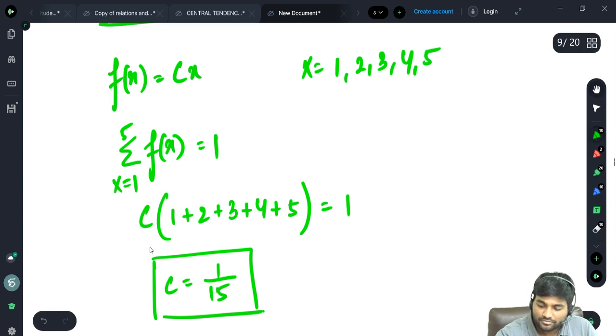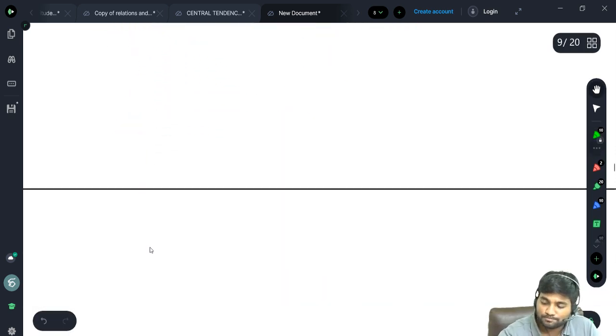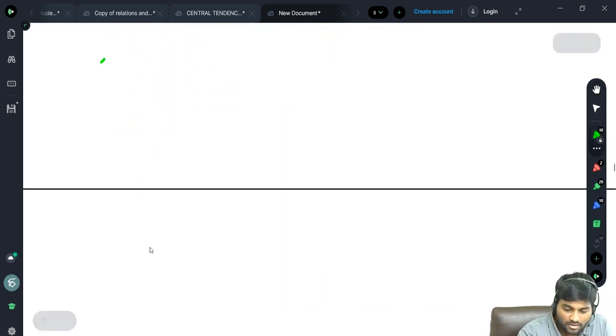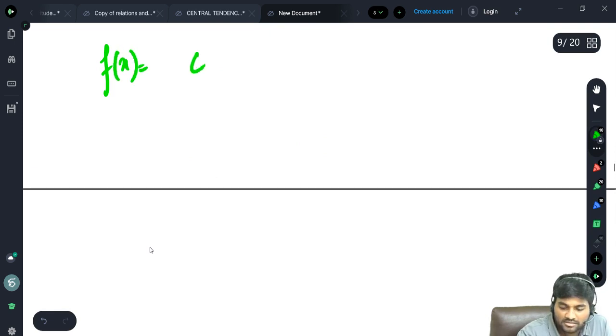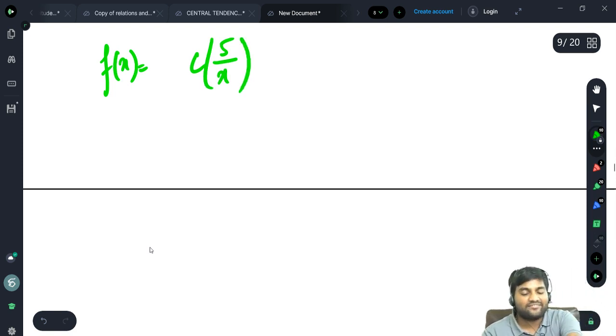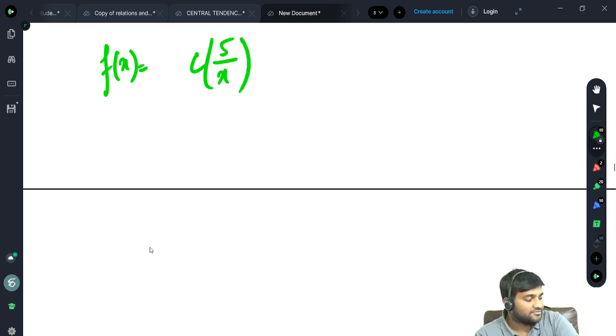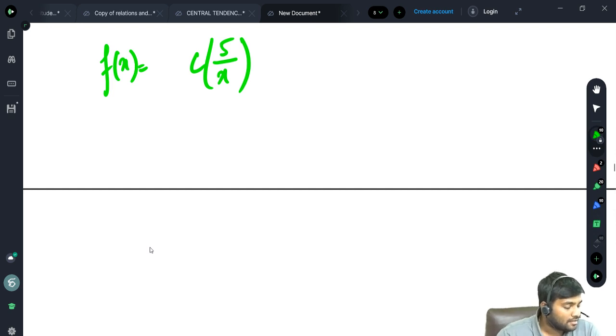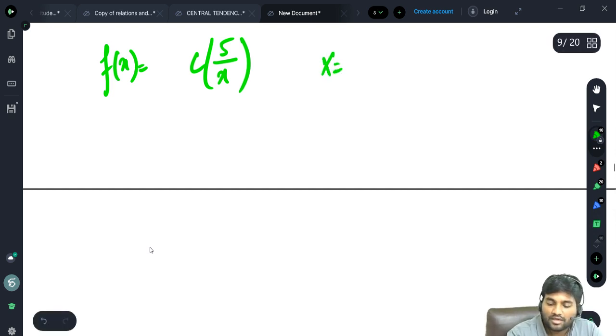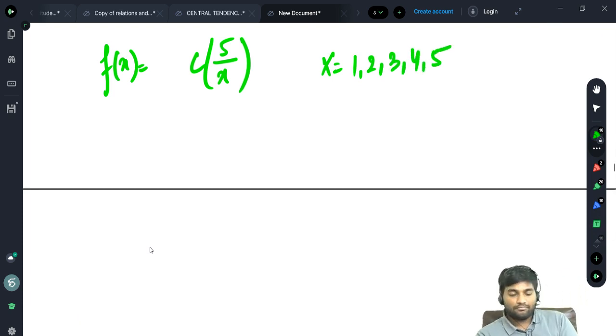Next. Now you all do. f(x) is c 5 by x. So basically this is 5c by x, okay? And the range for x is 1, 2, 3, 4, 5. Please solve this.